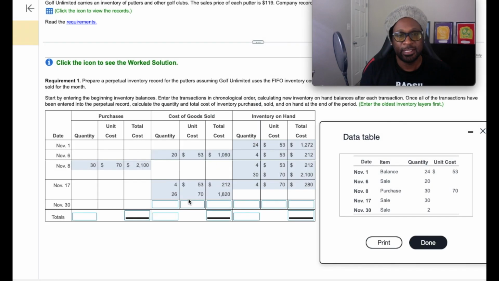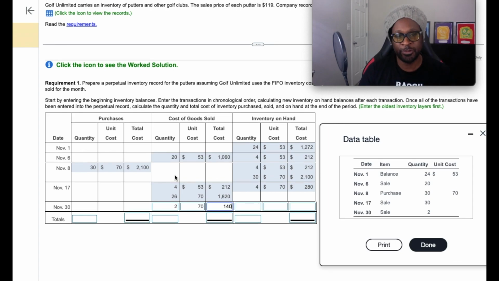Good job, gang. Next, we have to account for the November 3rd sale of 2 units, gang. So, we know that we sold 2 units, and again, we have to utilize the FIFO method to figure out where they're coming from. Based on our FIFO method, the very first thing that was purchased will be sold. However, we no longer have any available units to sell from beginning inventory, but we still have 4 units remaining from the November 8th purchase at a cost of $70. Therefore, that's where those 2 units sold will come from, which gives us a total cost of $140.